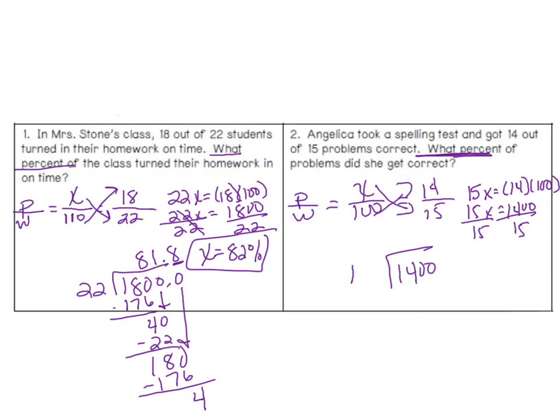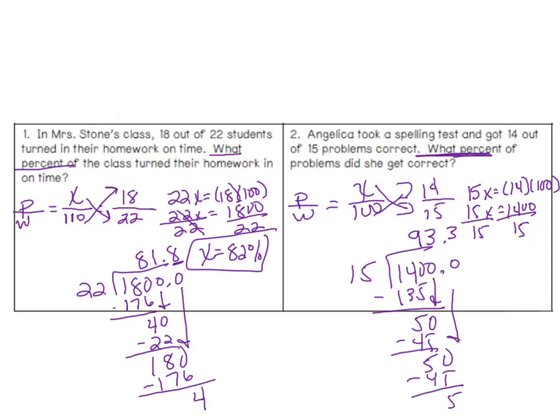So then we have 1400 divided by 15. I think that's going to be 9, which would then give me 135. Subtract, and we have 5. This would be 3, which is 45. Oh, I'm going to add a decimal and go on. And again, I'm going to have that situation where I have a repeating decimal. So I'm going to go ahead and I'm going to round. So then X would be 93%.